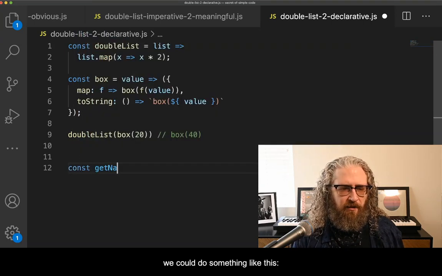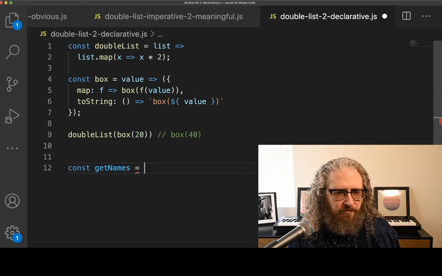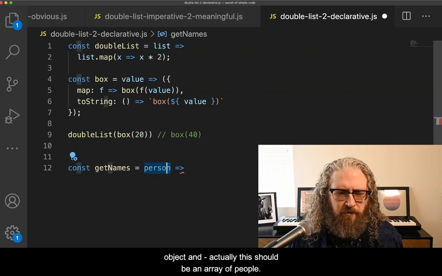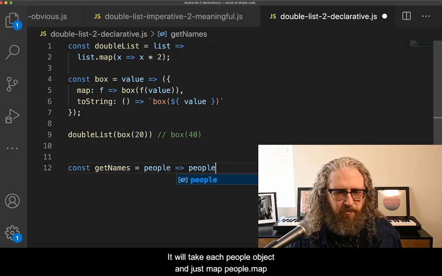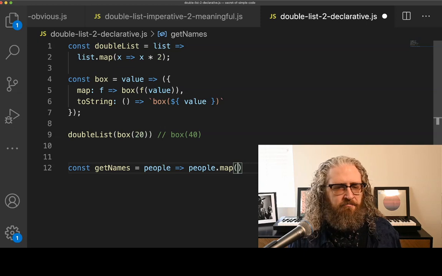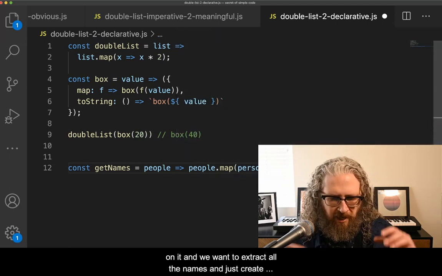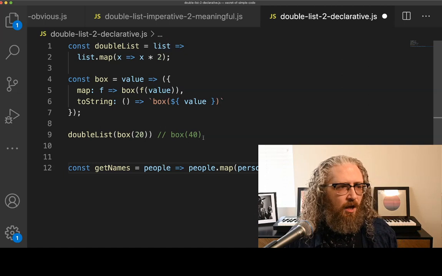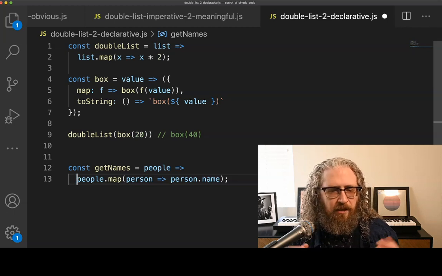we could do something like this, get names equals and take an object, like maybe a user, right? We'll just call this a person, right? And we'll take this person object and this should be an array, right? Of people, right? And we'll take each people object and just map, people.map and then person, right? And then person.name. Let's just say it has a property name on it, and we want to abstract all the names and just create an array of names. So we start with an array of people, and we want to create an array of names. We wrap that over the line so you can see it, right? That's all you got to do.